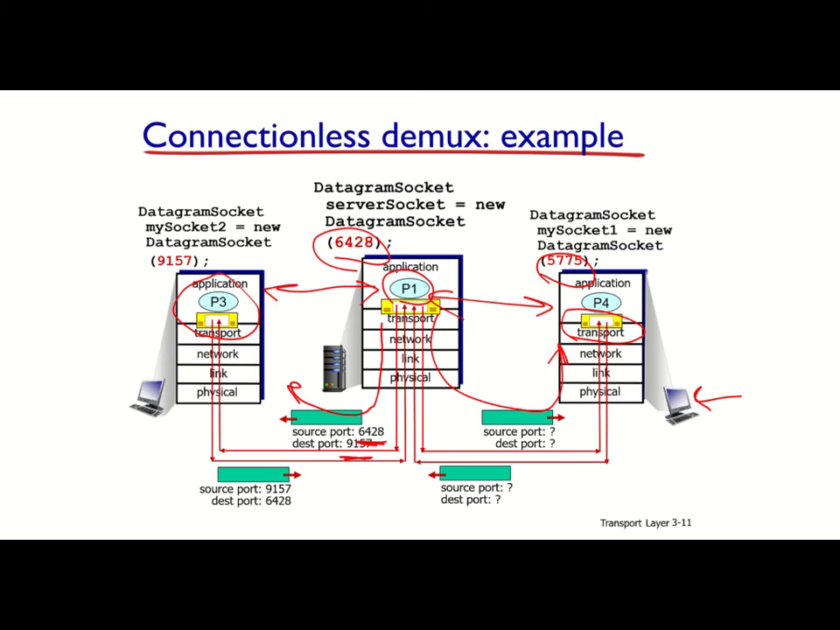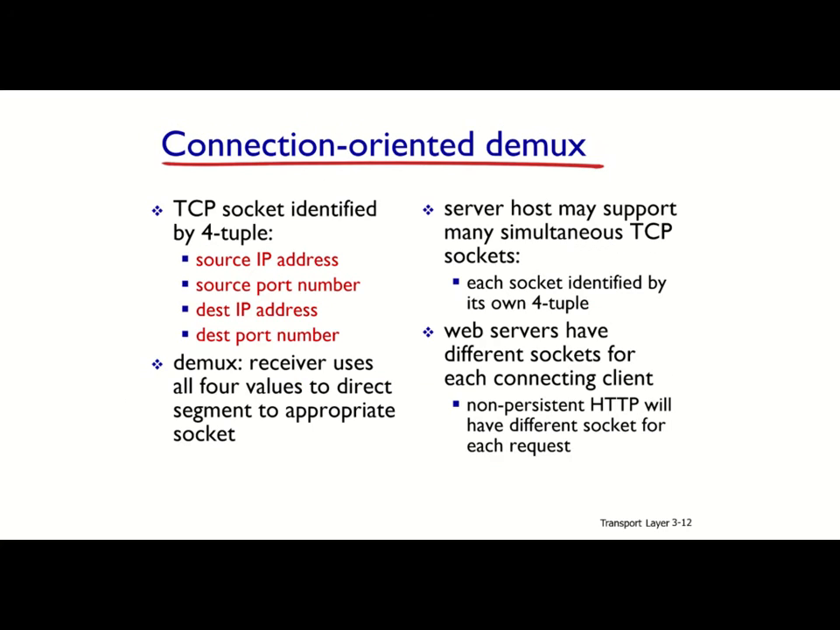So in the previous slide, we explained connectionless demultiplexing. Here in this slide, we explain connection-oriented demultiplexing. Obviously, connection-oriented demultiplexing is a bit more complicated because we have to have the socket identified by 4 numbers. One is source IP address, the other is source port number, the other is destination IP address, and the last one is destination port number.